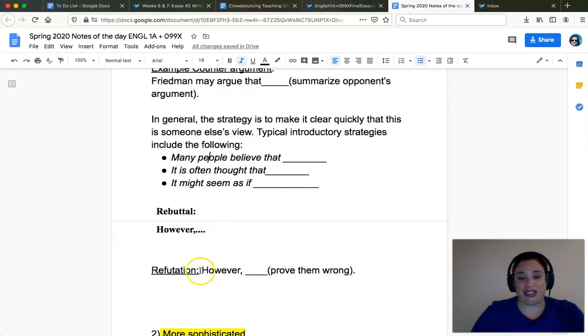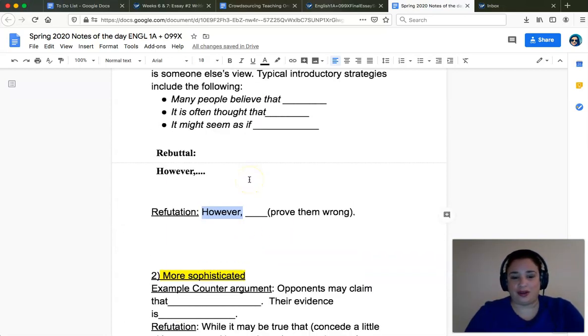And then really the easiest way to prove them wrong is start with a transition and say, however, maybe provide some research, right? However, it's been proven that environment is not a contributing factor to shape us as human beings or something. So this is the most basic format.